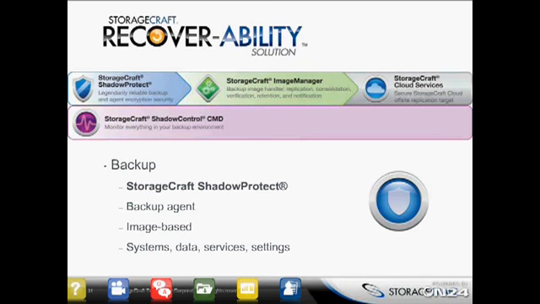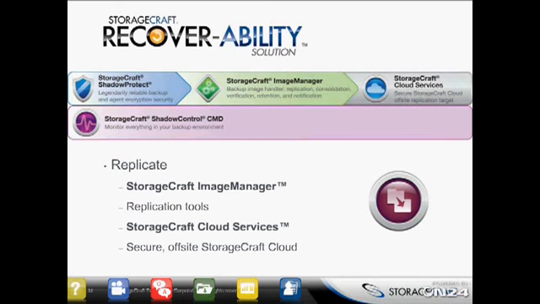Now, StorageCraft Image Manager handles our replication tools. I mentioned a few other things that it does as well. It also does automatic alerting. It also does image chain consolidation. It does our replication from either on-site or off-site into the cloud. And on this page, we also are mentioning our StorageCraft Cloud Services.